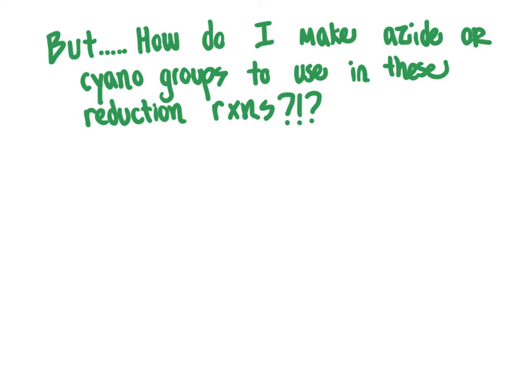So we've discussed different types of functional groups that we can reduce down to amine groups. Now, one thing that may be in your mind as you are thinking about this is we haven't recently talked about how you can actually create azide or cyano groups. So if you were aiming to reduce an azide or cyano group, you would first need to create that within your molecule. So how do we do that? Well, this is a throwback reaction to our nucleophilic substitution reactions.